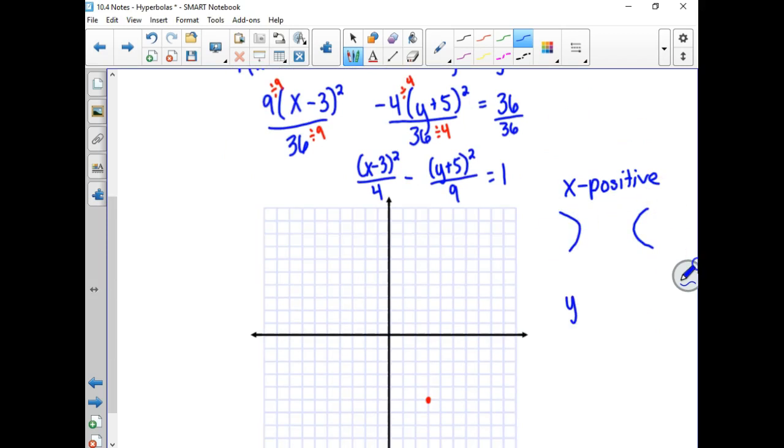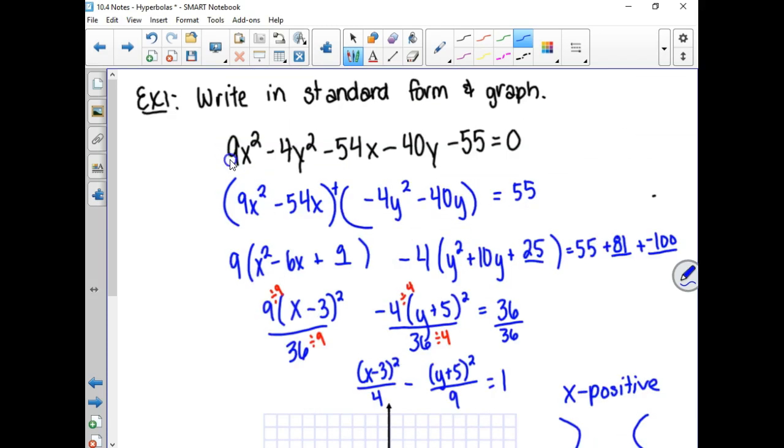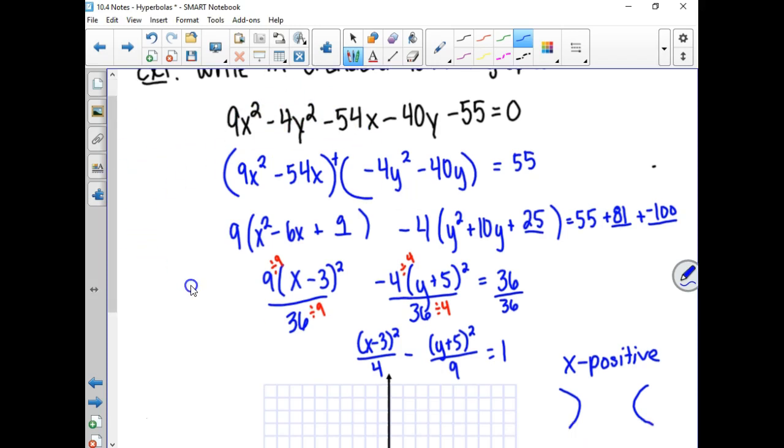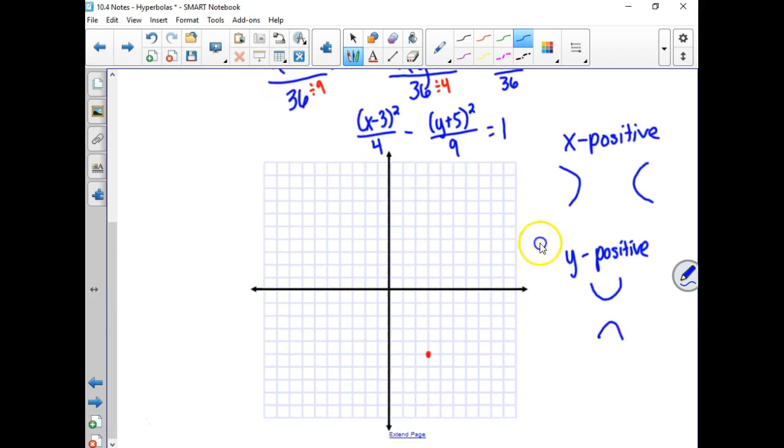If the y is positive, really either one. So right here, if this minus comes before the y, then the x is positive, the y is negative here. But it should be the same way in the original problem. So here I've got a positive 9x squared and a negative 4y squared. So even right here, you can know that it opens left and right. Okay, so ours is going to open left and right because that x is positive.